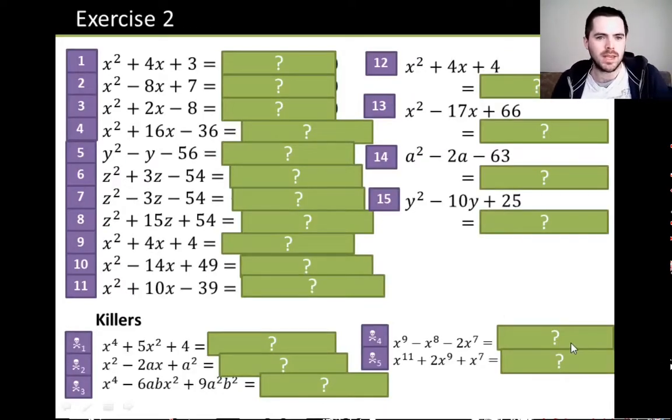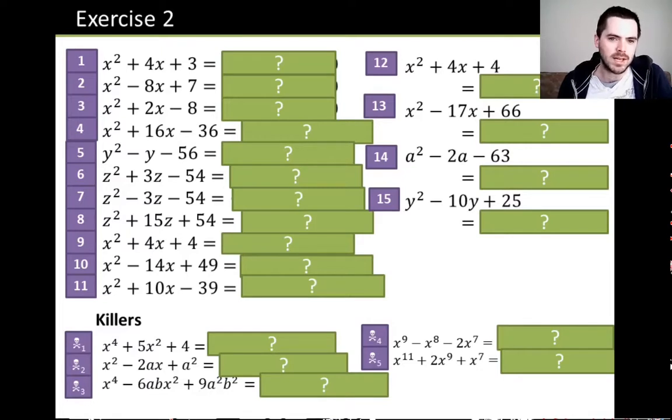Jumping on, I'm going to take my face out of the way in a second. As always, have a go. Today I'm feeling the even numbers. The even numbers are going to be the first to go, and then the odd numbers will be revealed afterwards. Don't worry too much about the killers, but I will give you a hint, certainly for the first one.